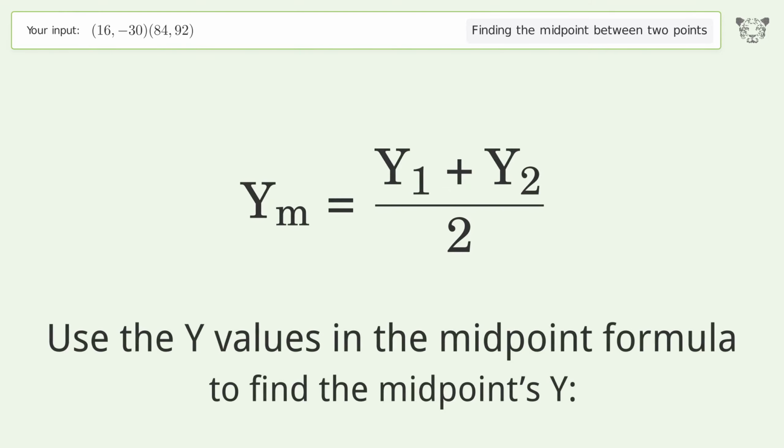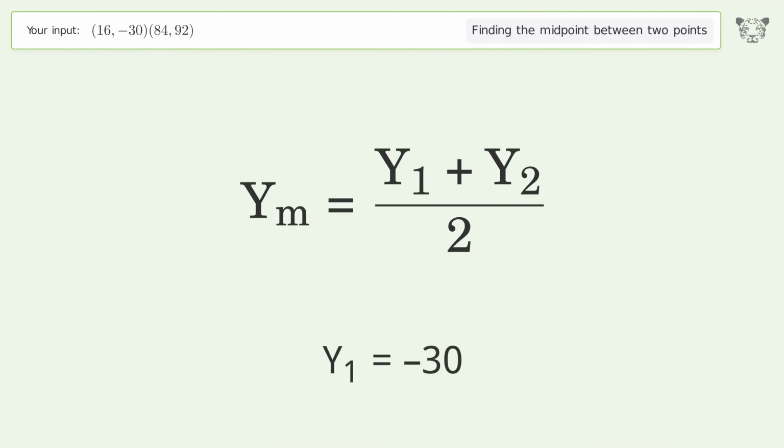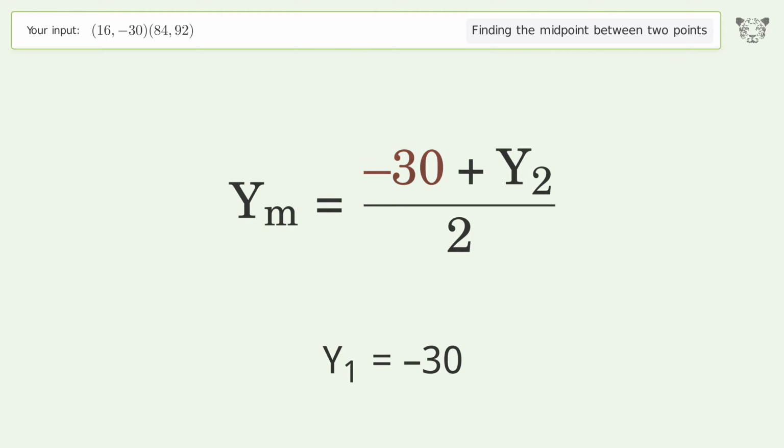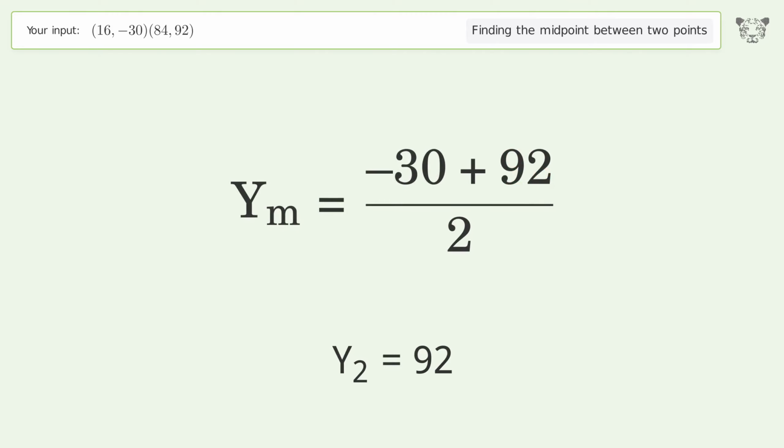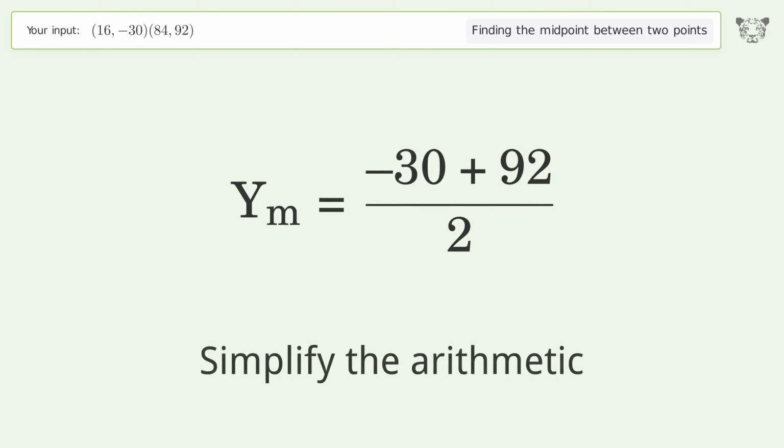Use the y values in the midpoint formula to find the midpoint's y. y1 equals -30. y2 equals 92. Simplify the arithmetic.